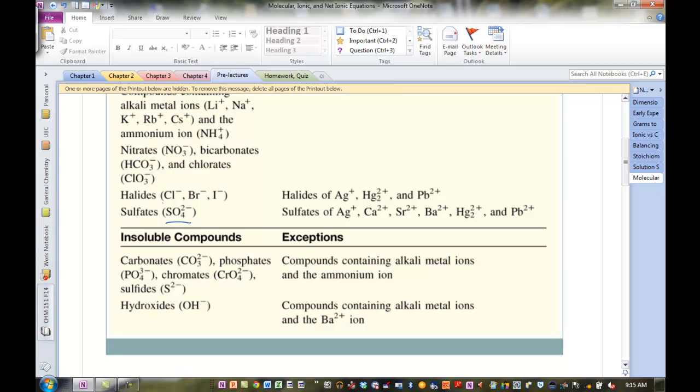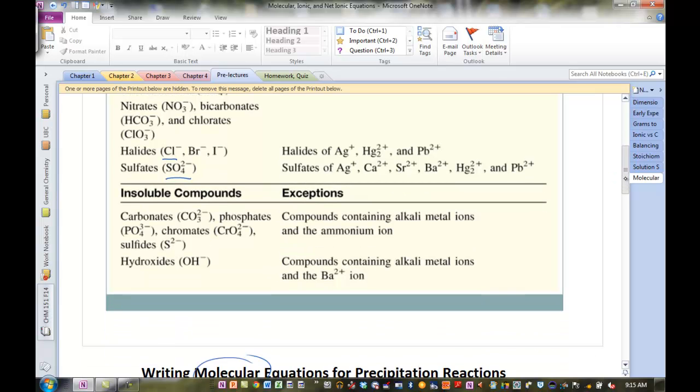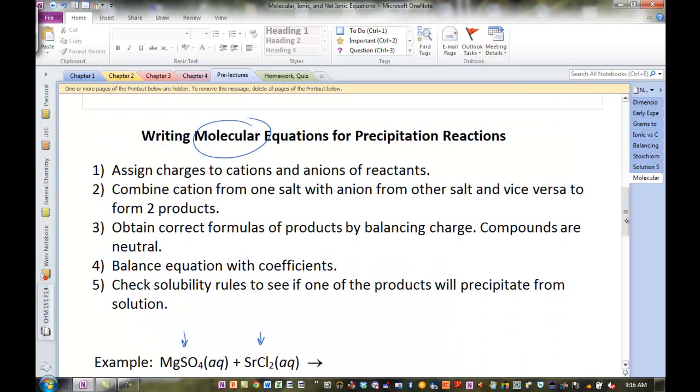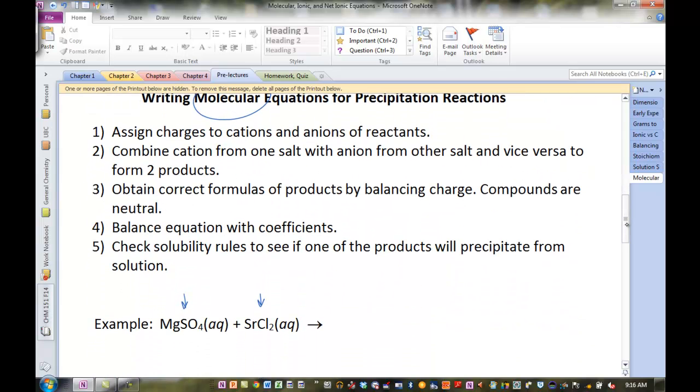And most chlorides are soluble. Few exceptions that are insoluble, but not strontium chloride. Okay, so those are soluble. But this aq here indicates that these are soluble salts. All right, so let's follow the rules. Assign charges to cations and anions of the reactants.